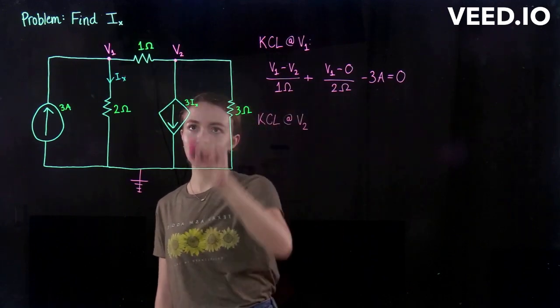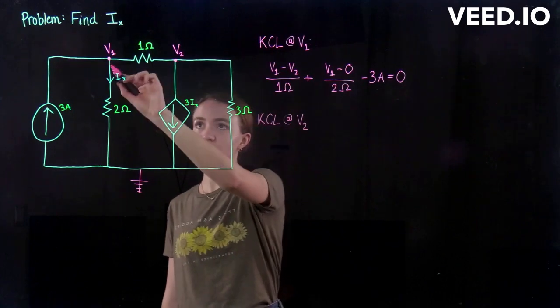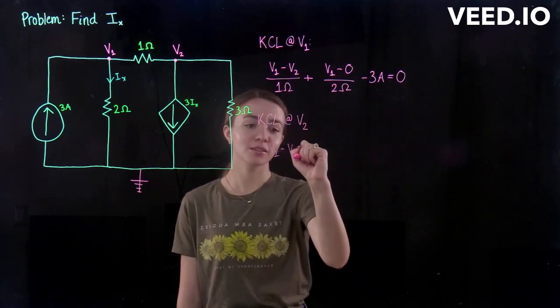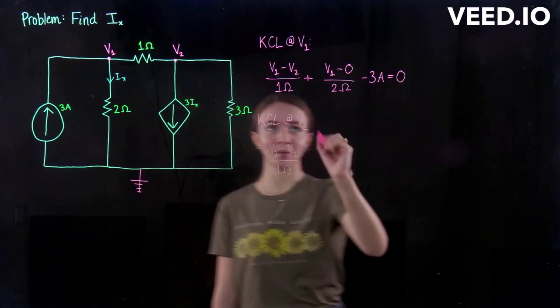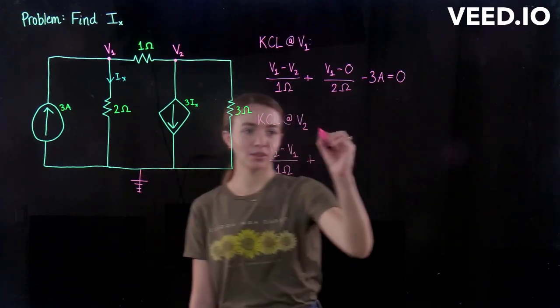Okay, so it's going to be a similar concept for the node V2. We're just going to look at the adjacent branches. So first we'll do V2 to V1. It's similar to this one up here because it's still flowing over the 1 ohm resistor. It's just backwards, of course, because we're going the other way. And the next branch we'll do is V2 to ground.